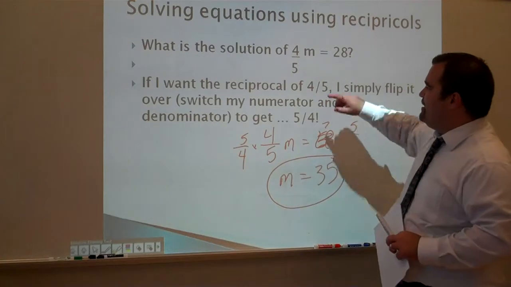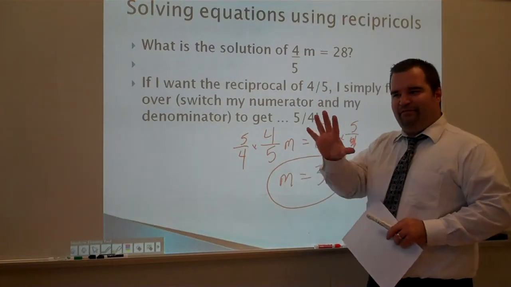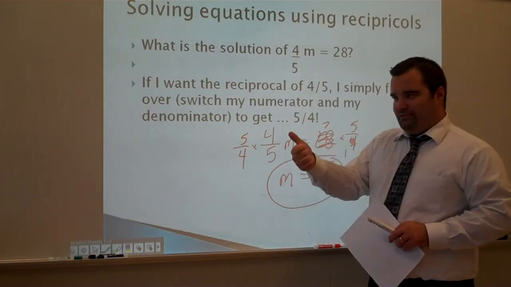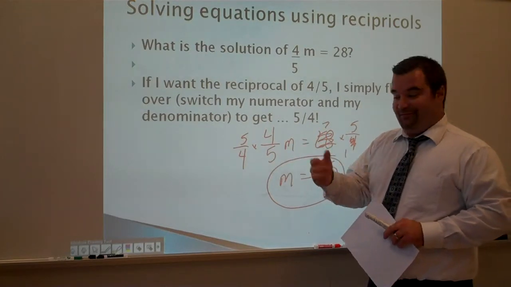Now if I plug that back in, 4/5 of 35, if I divide 35 up into 5 equal parts, each one of those parts is going to be 7. 4 of them: 7, 14, 21, 28.